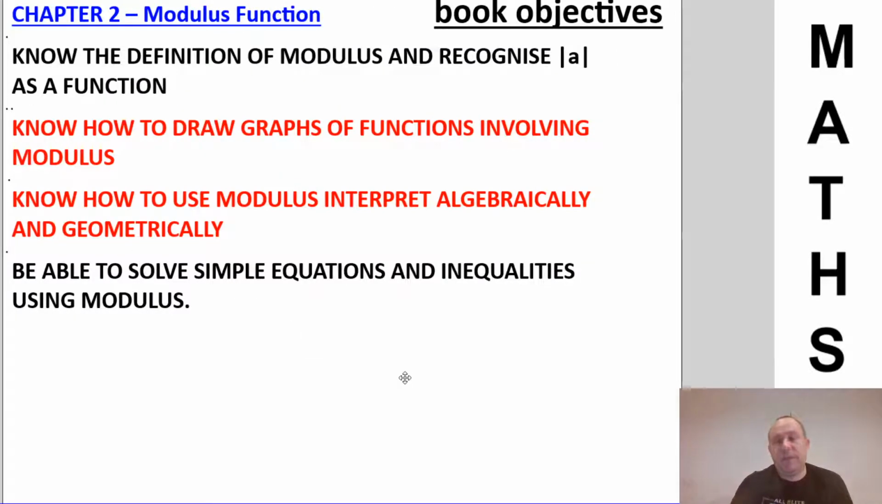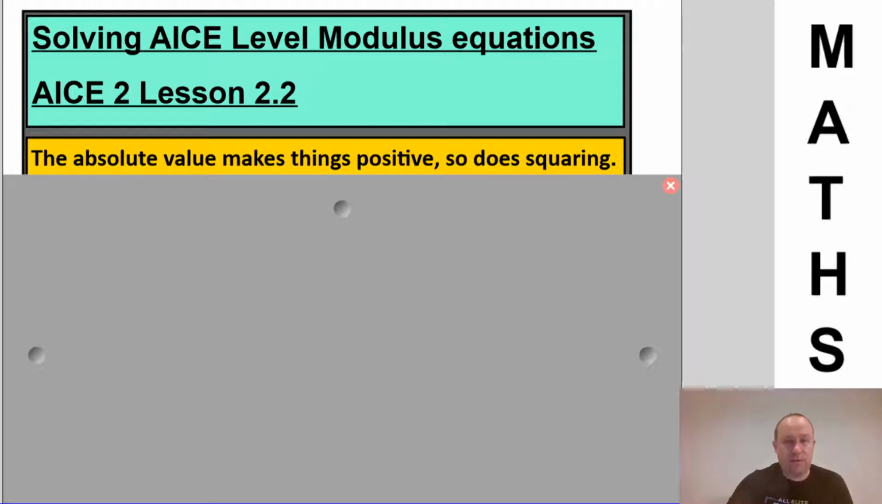Now, the specific objectives that are listed in the book you can see above. We covered numbers 1 and 4 in the previous lesson, so today we're going to focus more on 2 and 3. We are going to remind you about graphing functions, but also being able to interpret things algebraically is going to be important. We're not solving simple equations anymore today. We're moving on to something that's way more complicated, so we're looking at those AICE level modulus questions.